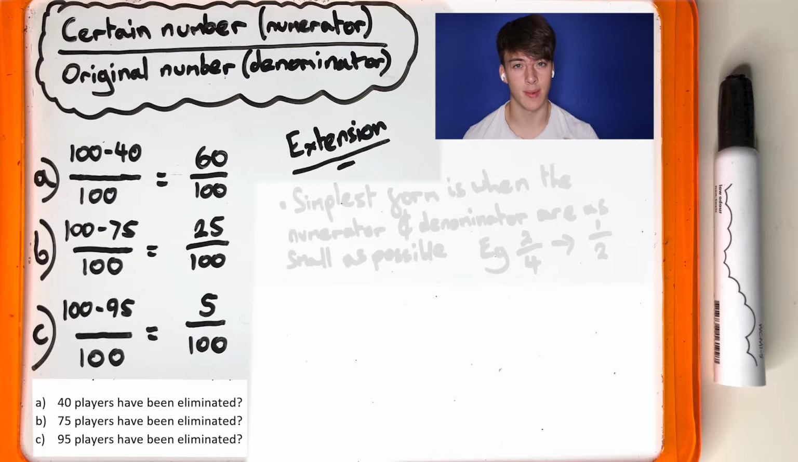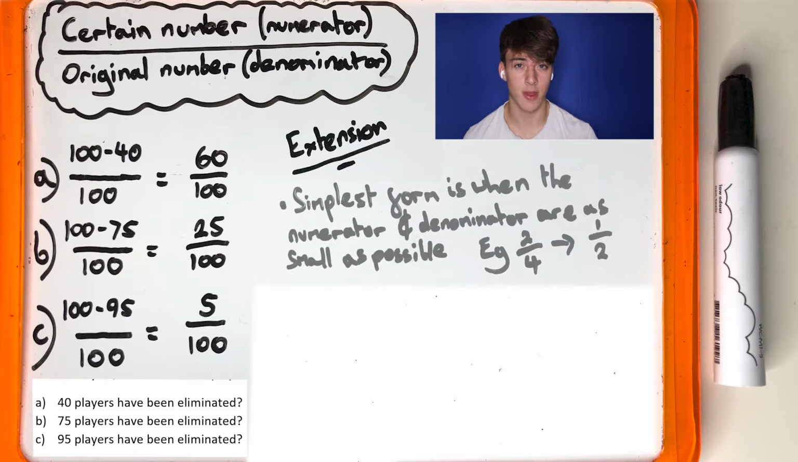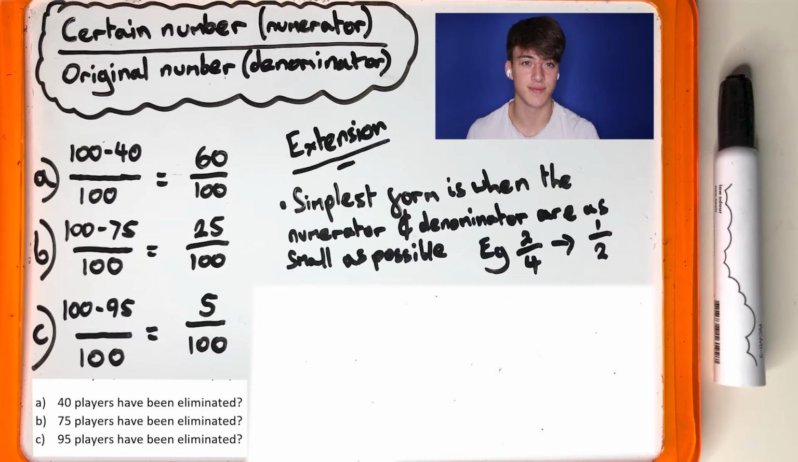Now the key thing to remember is that a fraction is in its simplest form when the numerator and denominator are as small as they possibly can be without changing the meaning of the fraction. For example, 2 out of 4 means a half, and 1 out of 2 also means a half, but 1 out of 2 is the simpler form. Now to simplify fractions when it's not always obvious, you divide both the numerator and denominator by the same number.